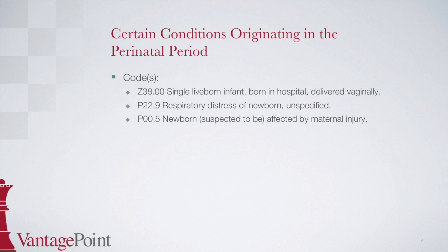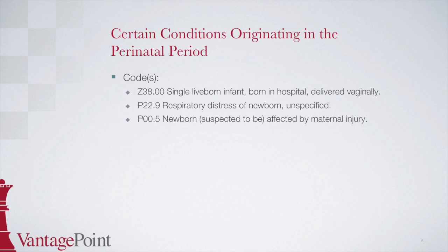The first code is Z38.00, single live-born infant, born in hospital, delivered vaginally. To locate this code, start at newborn in the alphabetic index, which has the words infant, live-born, and singleton in parentheses next to it. The next thing we need to look for is the phrase born in hospital, which points to Z38.00, which you would then confirm in the tabular.